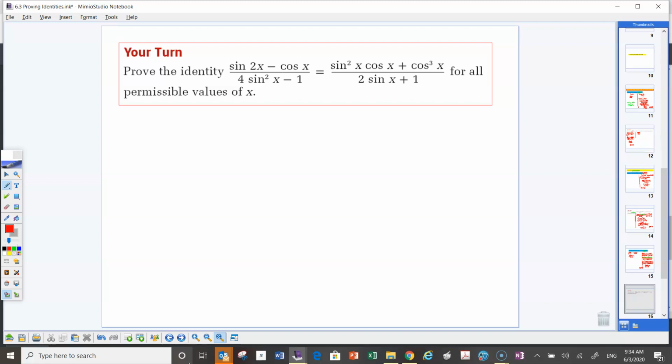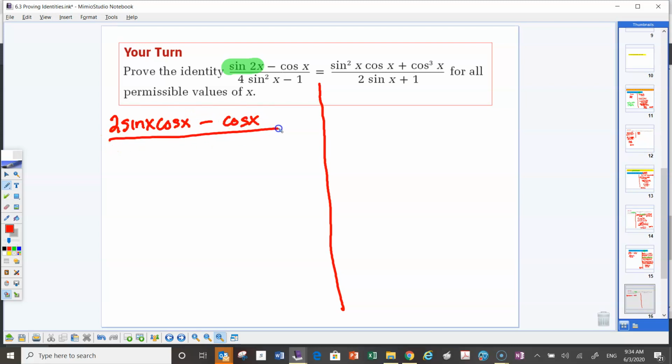Okay, I hope you had a chance to try this one, and let's try and attack it. First of all, if we look, we have one double angle identity, which is right here. So let's get rid of that, and the only substitution I have for sine 2x is 2 sine x cos x. Subtract cos x. And this is a difference of squares on the bottom, so that will factor into 2 sine x minus 1 and 2 sine x plus 1.